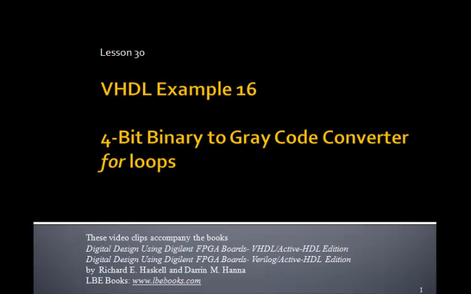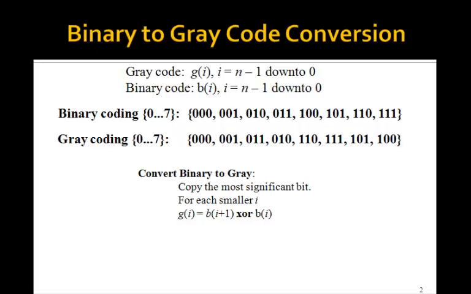This is lesson 30. It's VHDL example 16. And in this example, we'll make a 4-bit binary to gray code converter using the algorithm we developed in the last lesson. And to do this, we'll introduce VHDL for loops.